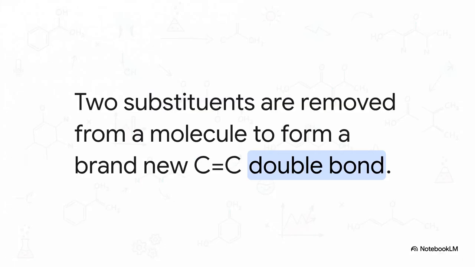Then we have elimination, which is essentially the exact reverse of addition. Instead of breaking a double bond to add things on, we're stripping atoms away from adjacent carbons to create a brand new double bond. For instance, if you take N-propyl bromide and react it with alcoholic potassium hydroxide, you eliminate a hydrogen and a bromine atom, leaving you with propene. The molecule just trims down and forms a tighter unsaturated bond.